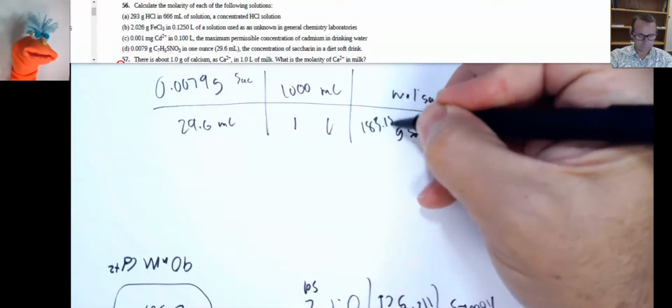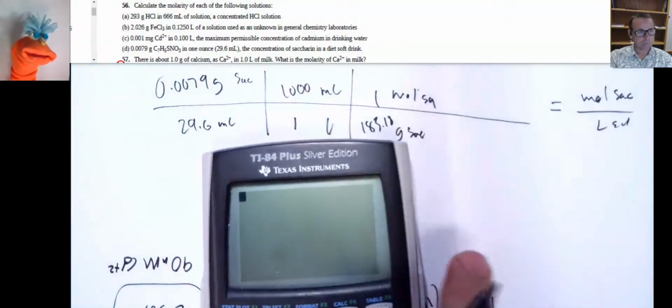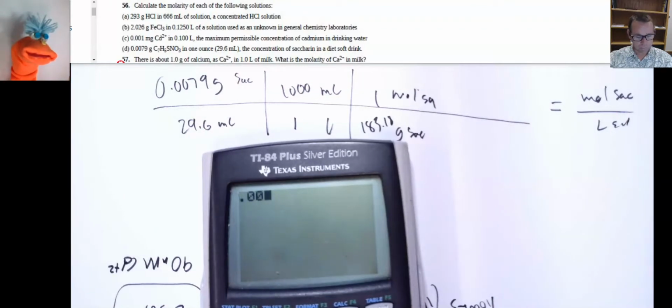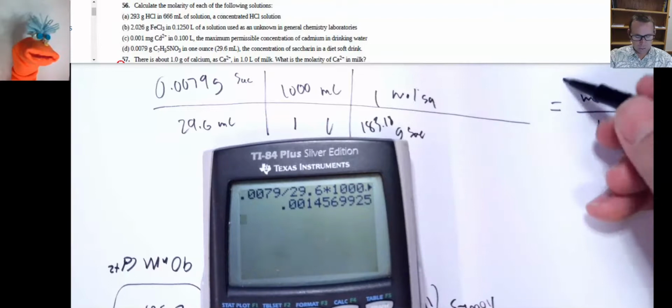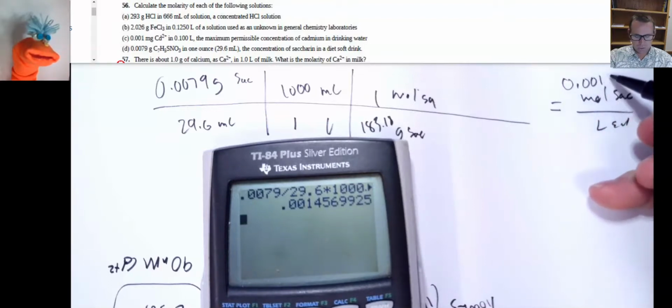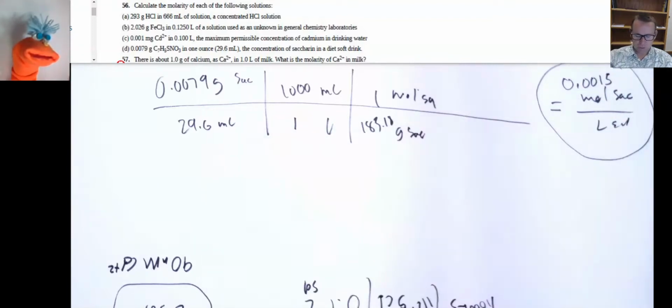183.18 grams per mole. Okay, so I'm getting 0.0015 molar saccharin. That's the solution that people like to taste in their diet sodas, apparently.